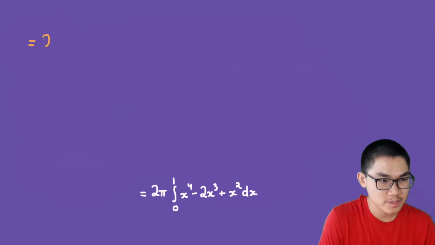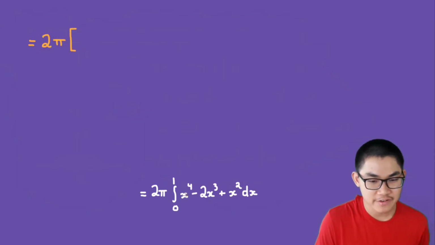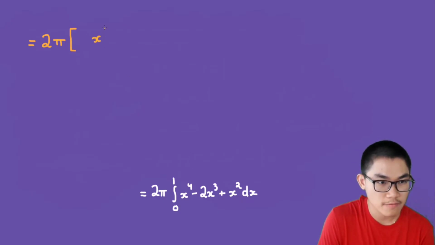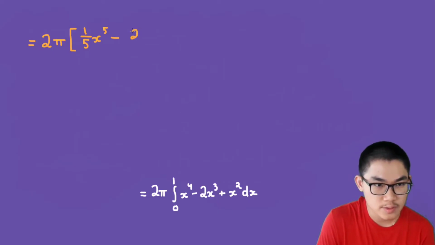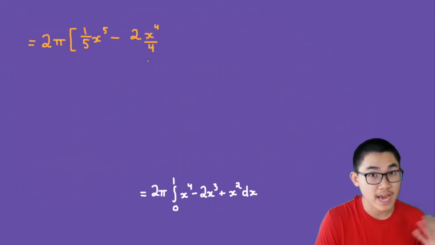So this is equal to 2 times pi times the antiderivative of x to the power of 4. So we're going to have x to the power of 5, and then we divide by that exponent, so we have 1 over 5, minus the antiderivative of 2x to the power of 3. So we're going to have 2 times x to the power of 4, so we add the exponent by 1, and we divide by that exponent, so divide by 4.